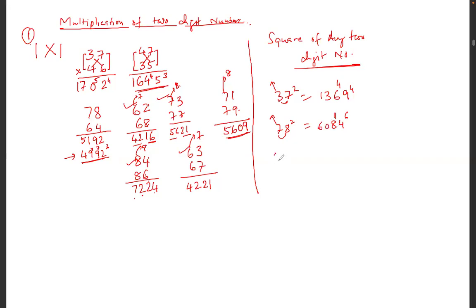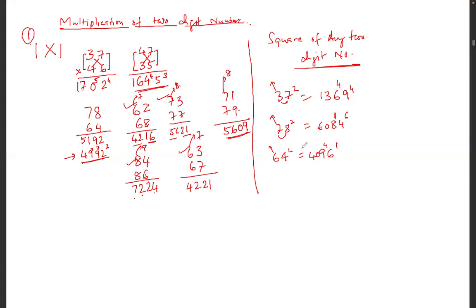Okay. Say it is 64 square. 4 square is 16. So 6, carry 1. Multiply these two digits. 6 fours are 24. Double of 24 is 48. 48 plus 1 carry is 49. So 9, carry 4. Then 6 square, 36. 36 plus 4, 40. Okay. So this is how you can calculate the square of any two-digit number.